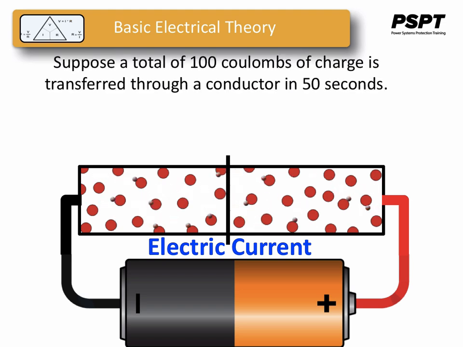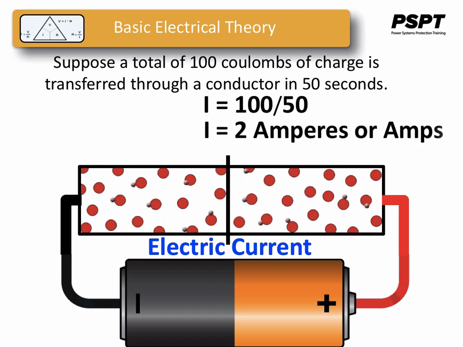For a better understanding, let's give this an example. Suppose 100 coulombs of charge is transferred through a conductor in 50 seconds. What is the electric current? As the electric current is nothing but the rate at which charge is transferred per unit of time, it would be the ratio of the total charge transferred to the time required for that transfer. Hence, here, electric current I is equal to 100 coulombs divided by 50 seconds, which is equal to 2 amperes.